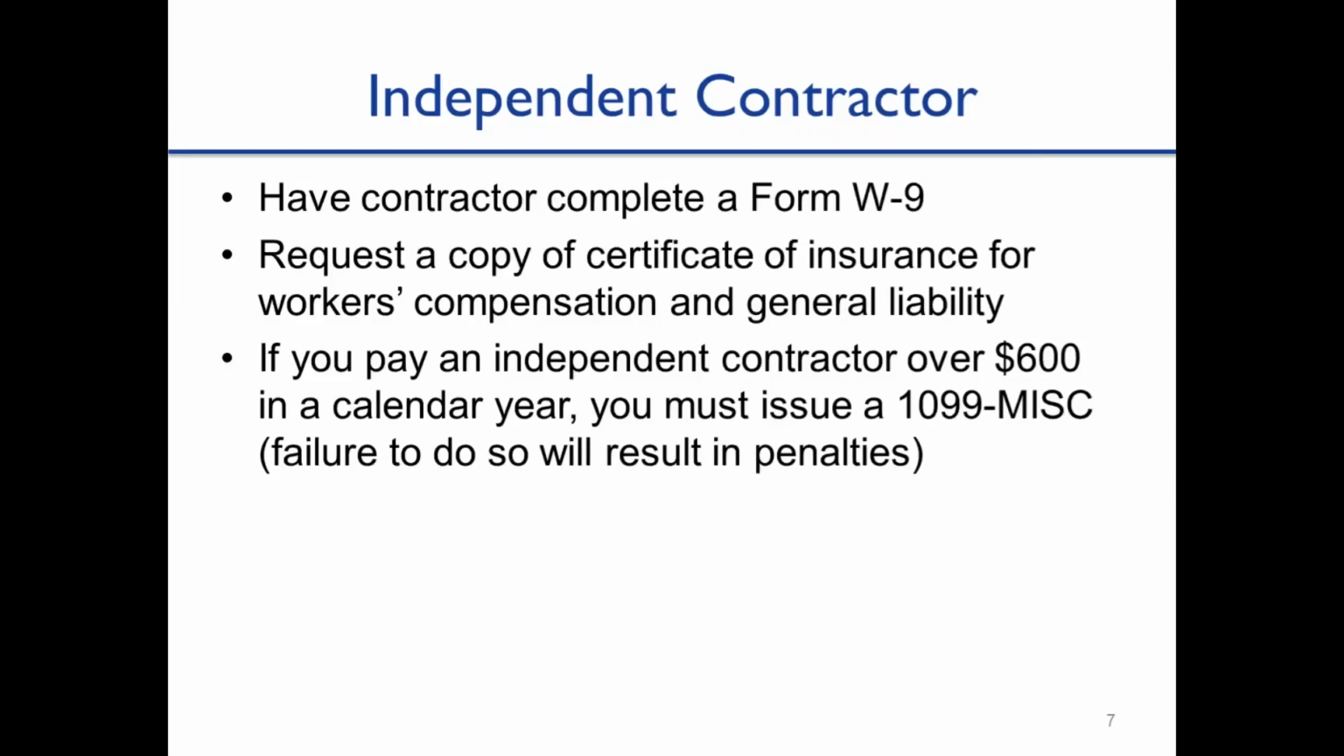If you pay an independent contractor over $600 in a calendar year, you have to issue them a 1099 miscellaneous form, and failure to do so results in penalties. And I do have a link at the end of the manual for what the penalties are. They did increase those a couple years ago, so it's one revenue generator for the IRS, is they're trying to find companies that are not issuing 1099s, because it's, I believe, $50 per form, that if you do not file the 1099 form, you will be fined $50. Or if you file it late, you're going to get penalized for that also.